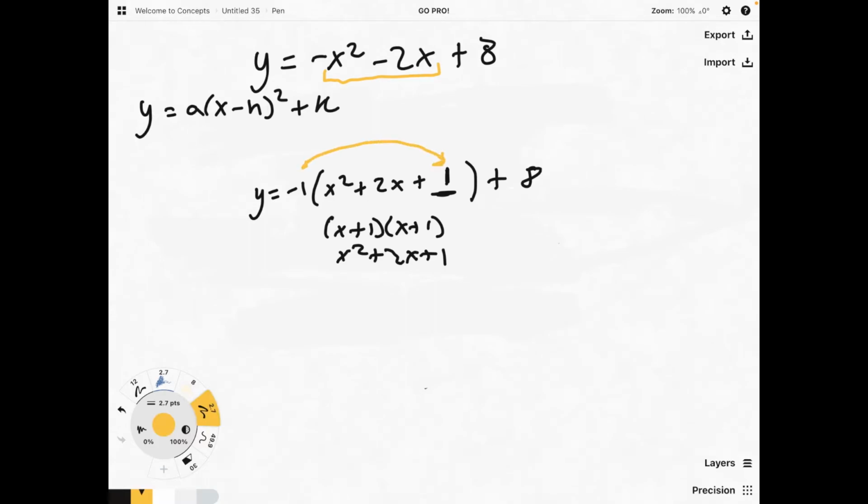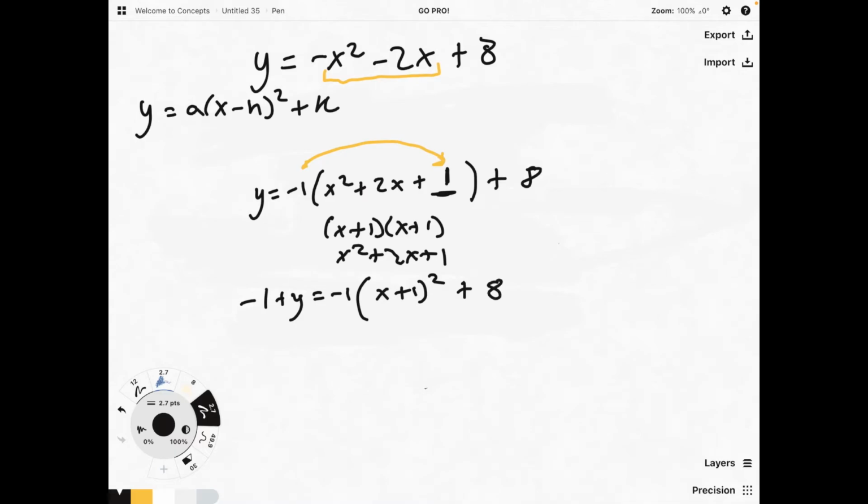So we've added a negative 1 to the right hand side, so we also must add a negative 1 to the left hand side. This is going to give us a negative 1 plus y, which is then equal to a negative 1. And then we have our factor term, which is going to be x plus 1 squared, and then we have 8 on this other side.